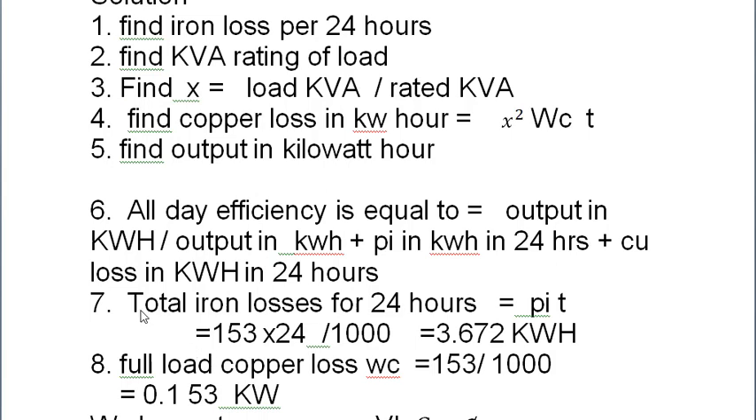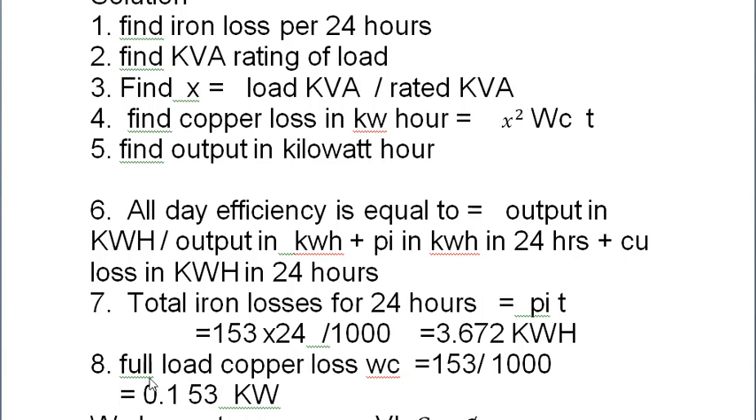So next step is find what is the total iron loss for 24 hours, that is Pi into T, where T is in hours. So here iron loss is given as 153 watts, whereas we want the iron loss in kilowatt hours. So 153 into 24 divided by 1000 will give you the iron loss in kilowatt hours.